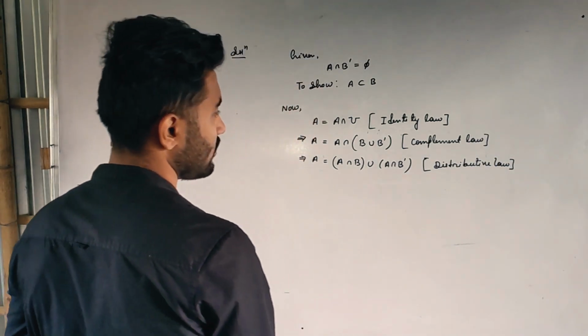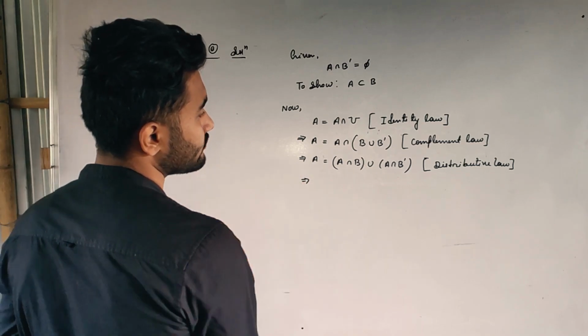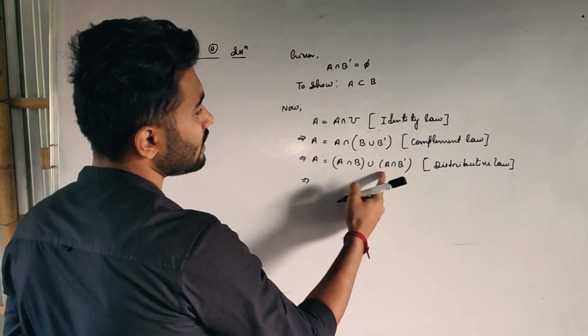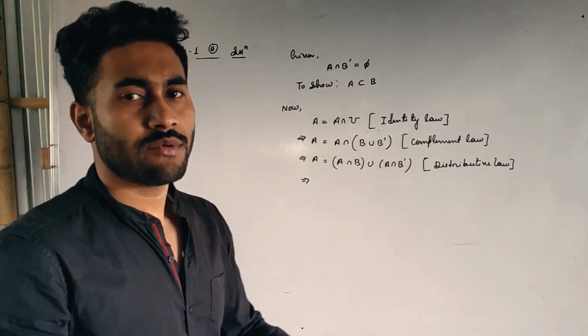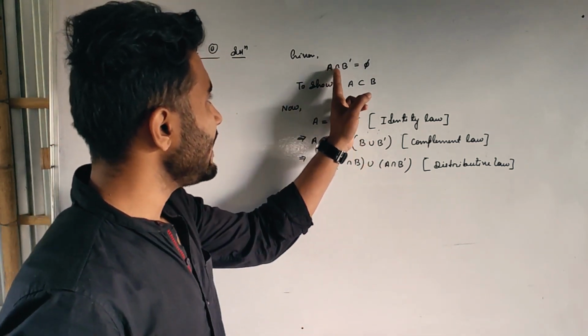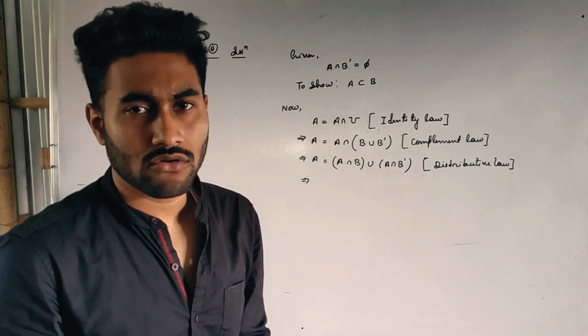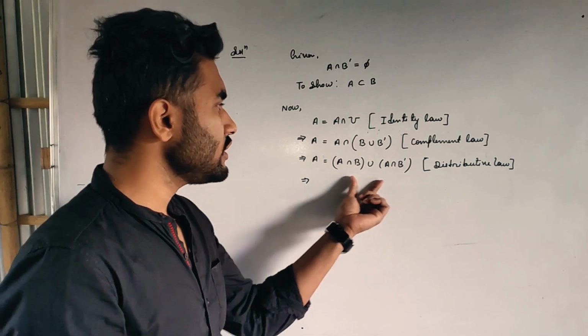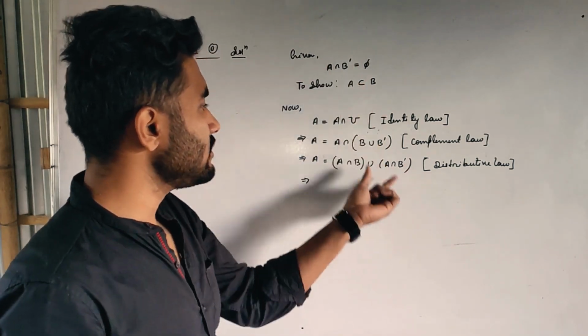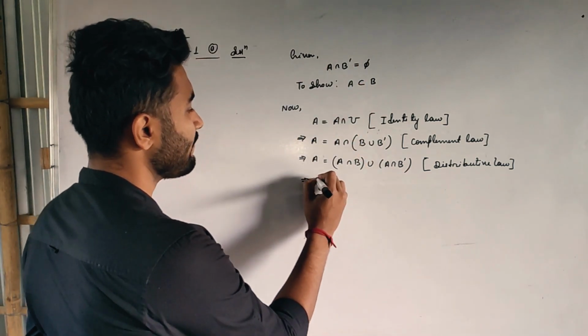Distributive law, which implies it is already matching na. A intersection B complement means we no need to use commutative law. Jabardasti use koriba na lage. Already mili ase A intersection B complement. Last question on mila asile. So we use commutative law there, but in this question we no need to use commutative law because it is already matching with the given. So directly I will use the given.